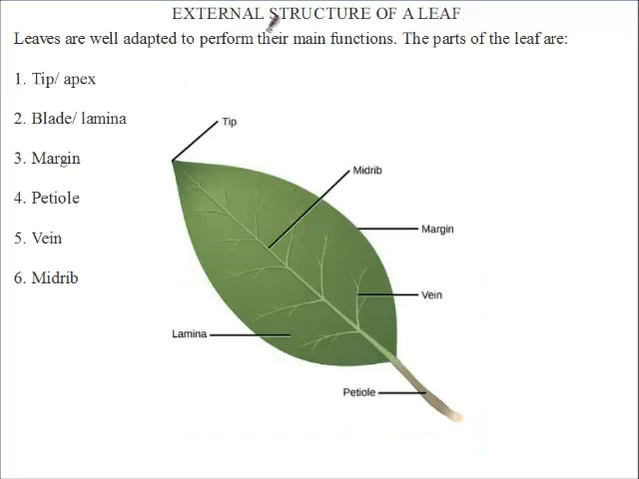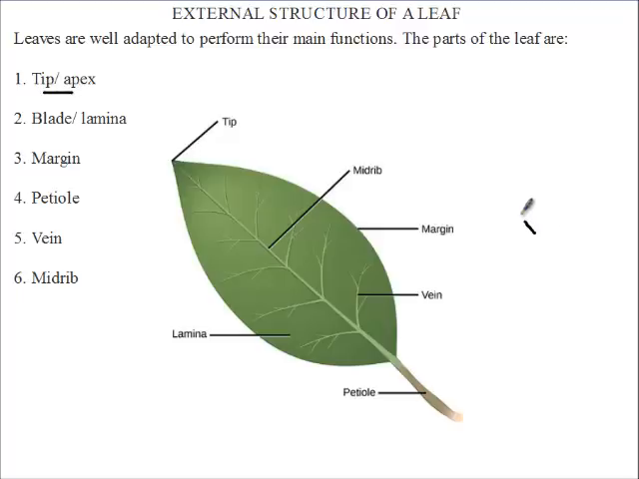Next, we're going to talk about the external structure of the leaf. When you take the leaf, it has several parts. These parts are going to be known today. One is the tip or the apex. When we say apex, we're talking about the highest point. And when we say the tip, we're talking about the pointed end. That is the tip or the apex.